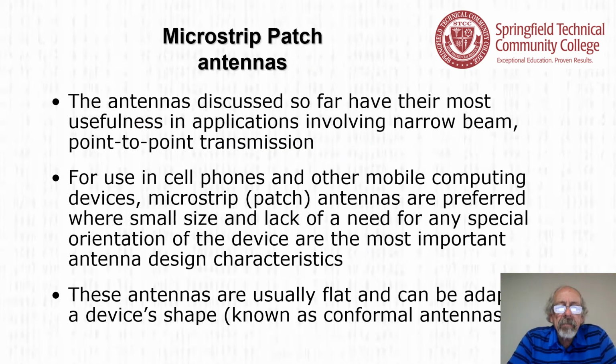Next antenna we'll talk about are microstrip patch antennas. So the antennas discussed so far have their most usefulness in applications involving narrow beam point-to-point transmission. Let's consider a cell phone. For use in cell phones and other mobile computing devices, microstrip patch antennas are preferred where small size and lack of a need for any special orientation of the device are the most important antenna design characteristics. These antennas are usually flat and can be adapted to a device's shape. That's known as conformal antennas.